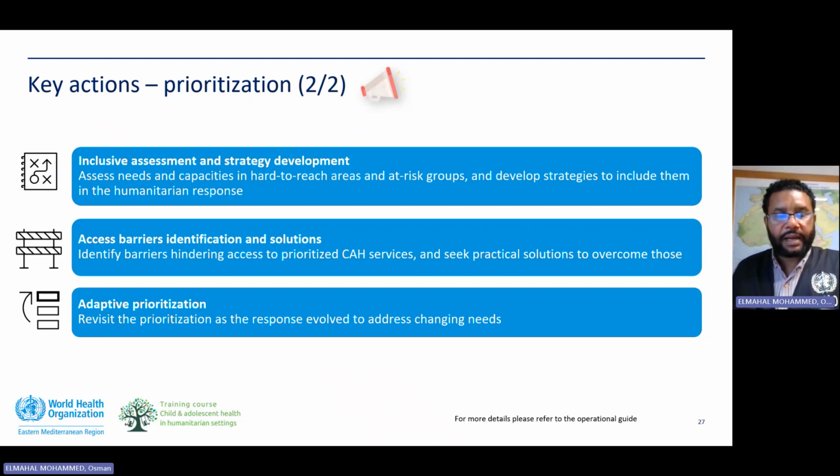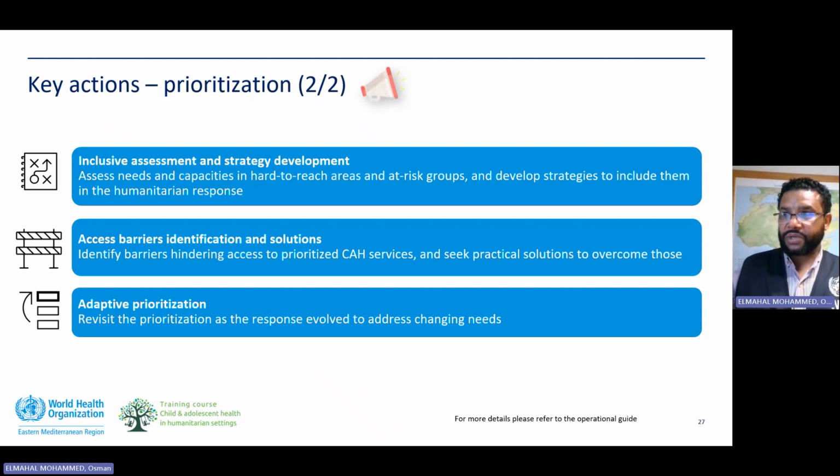And then assess access barriers and identify solutions. Identify barriers hindering access to prioritized child and adolescent services, and think of practical solutions for how we can overcome them.